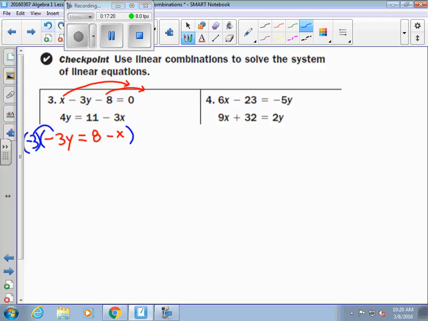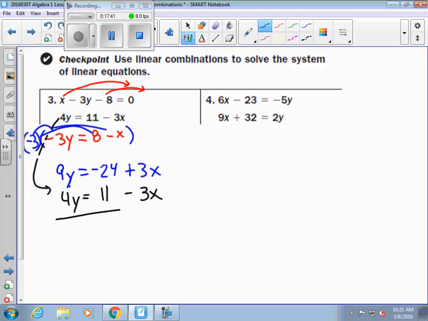Negative 3 times negative 3y is positive 9y equals negative 3 times 8 is negative 24, and negative 3 times negative 1x is positive 3x. I'm going to rewrite the other equation where we don't lose it right here. 4y equals 11 minus 3x. Now when we look at both equations, do we have opposite terms somewhere? Do we have opposite coefficients? 3x and negative 3x. When we combine those two together, what do we get? We eliminate the x's.